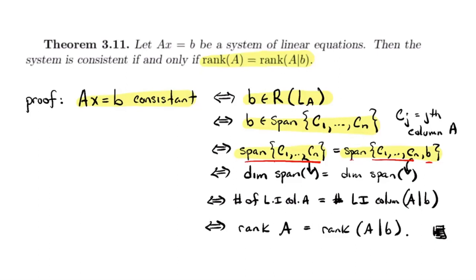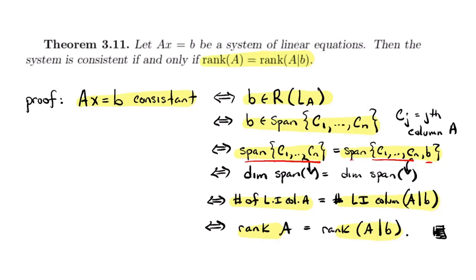Those dimensions are the same. Well, the dimensions of those spans are the number of linearly independent columns. One would be the linearly independent columns of A. The other one is the number of linearly independent columns of the augmented matrix. But the number of linearly independent columns of a matrix is its rank by work in the first part of this chapter 3. Okay, so that proves Theorem 3.11, and that's a little bit about how all of our theory kind of rolls together to tell us how solutions of linear systems behave.